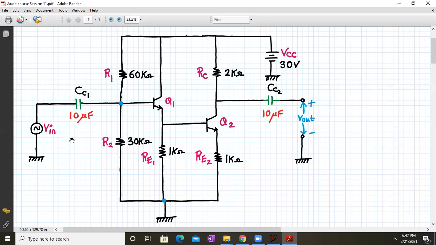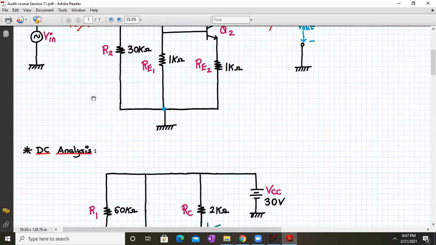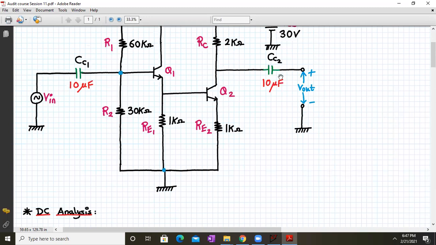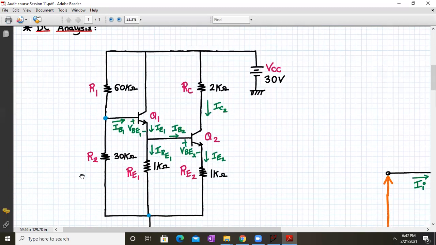Now, for DC analysis, we will consider that the reactance offered by the capacitance will be infinite because the frequency is zero. So for DC analysis, both of these capacitors will behave as open circuit. So this is my DC equivalent circuit. In this, we have marked various terminal currents and voltages. So here is IB1. Actually, we can apply a Thevenin's equivalent at the base of Q1 and we can have RTH and VTH configuration, which I have not shown here. So we have IB1, VB1, then IE1, IRE1.